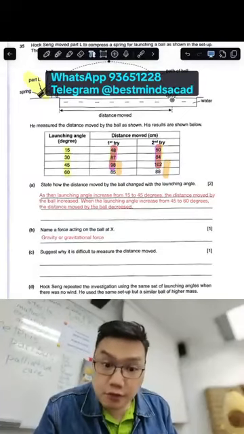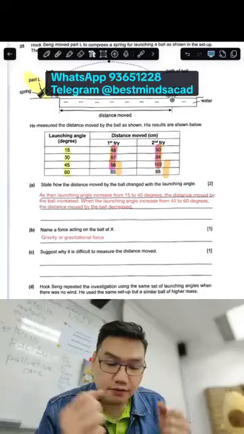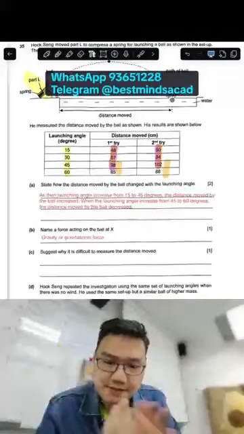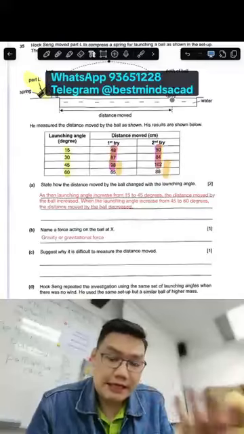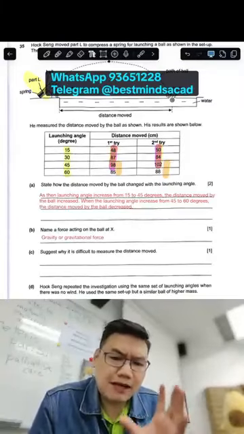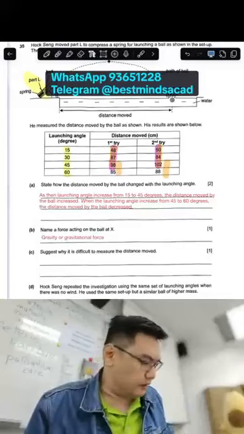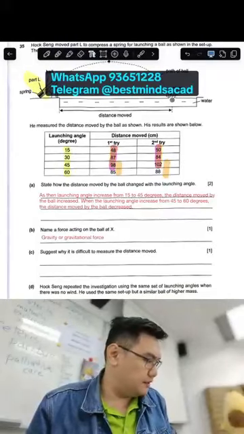And then there's strong force, weak force. Strong force is the force that keeps the nucleus together, the one not in the syllabus. Weak force is the force of decay. Alright, so these are more advanced forces, not in the syllabus. Alright. Suggest why it is difficult to measure distance moved.